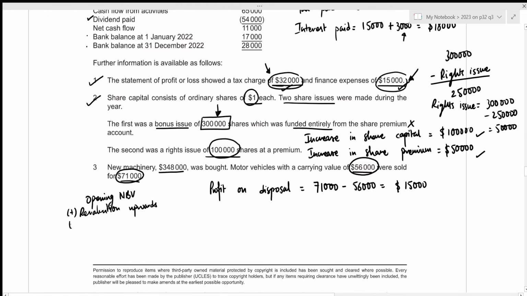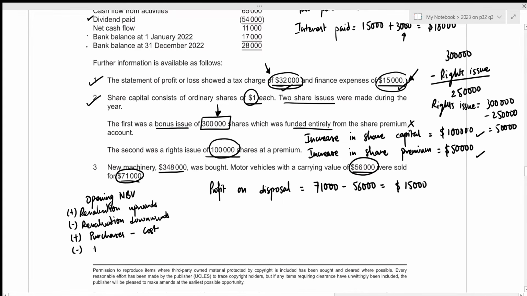If there's revaluation downwards, we subtract it. And we only subtract the revaluation upwards or downwards amount. Then if there is any purchases, we add it. And the purchases is to be added at its cost.